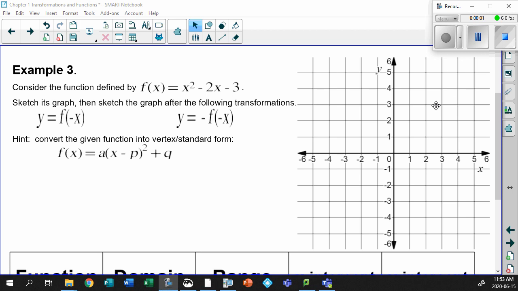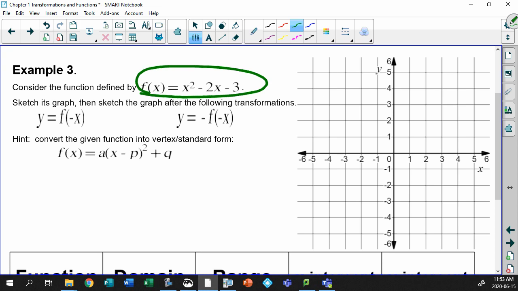So let's see if we can use this idea of replacement and mapping notation on an actual function. Instead of just f of x and flipping things back and forth, let's take an actual function, which I just happen to have here: x squared minus 2x minus 3. Let's see what happens. It says sketch the graph and then sketch the graph after the transformation.